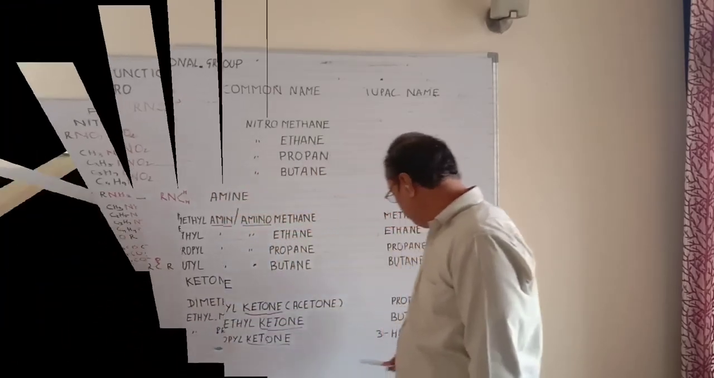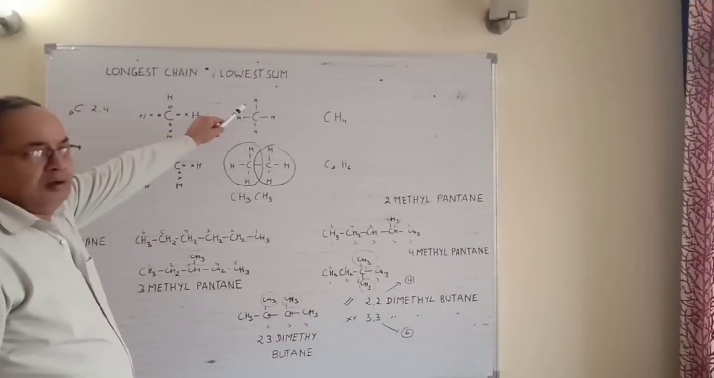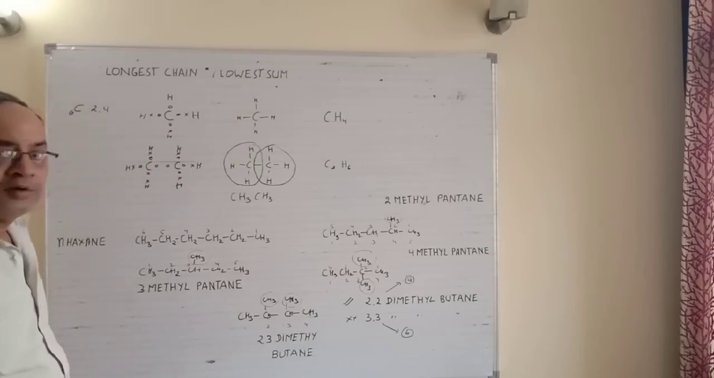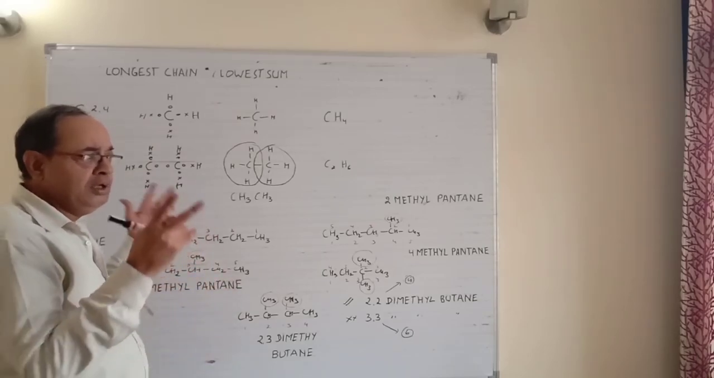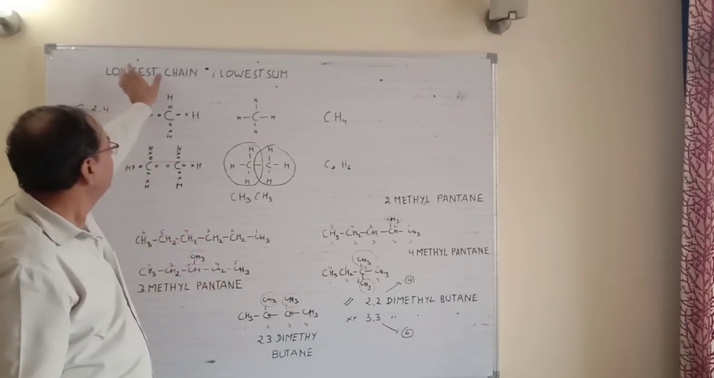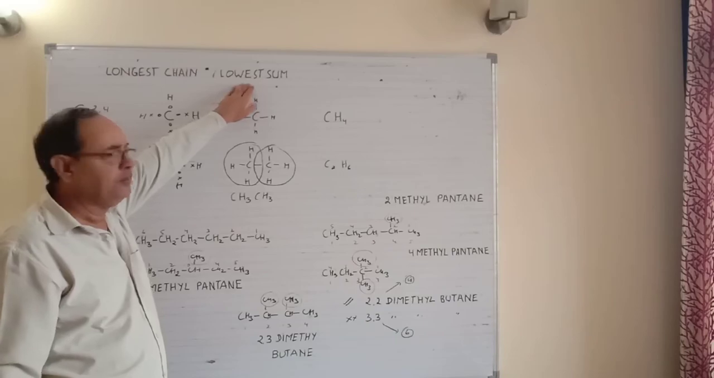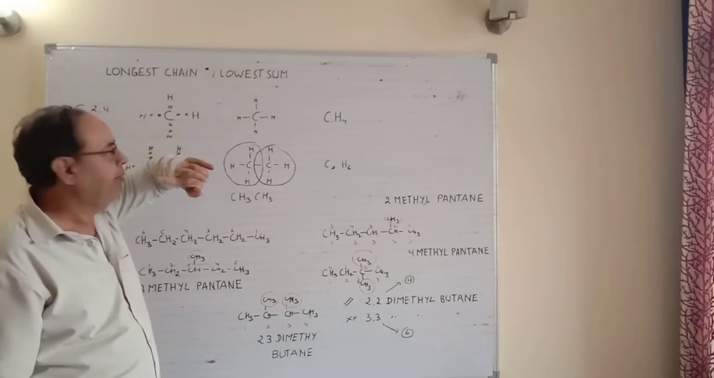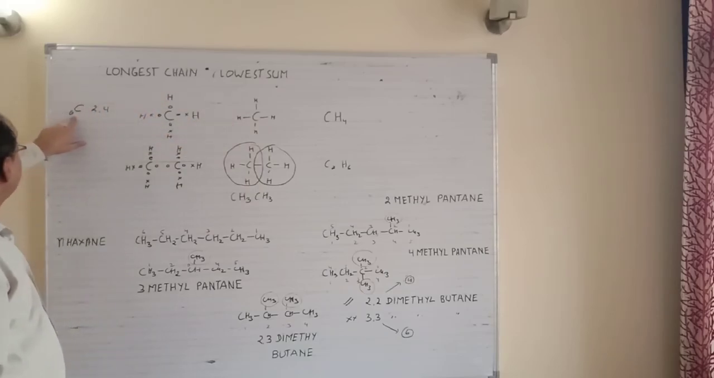So this is it, friends. We are going to start with the nomenclature of the compounds. Now first of all, you have to always keep 2 things in your mind. One is the longest chain, second is the lowest sum. These 2 are very important factors while you are going through the naming. Now let's take carbon. Carbon has atomic number 6, configuration is 2 and 4.